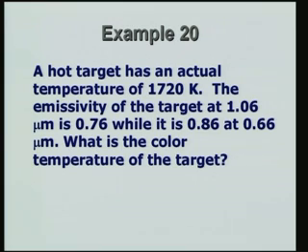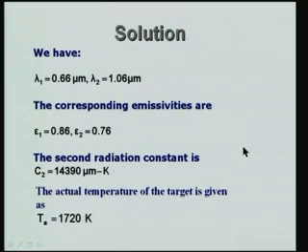A hot target, its temperature measured by an independent technique, is given as 1720 Kelvin. The emissivity of the target is known at two different wavelengths. The first one is 1.06 micrometer and its value is 0.76, and at 0.66 micrometers it is 0.86. So, two different wavelengths are given and two different emissivities are also given. We would like to find out the color temperature of the target. So, the solution is worked out here.